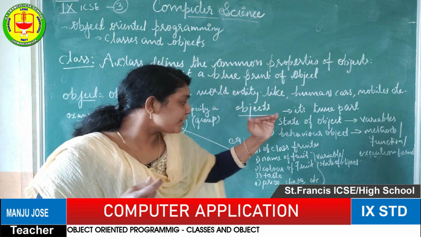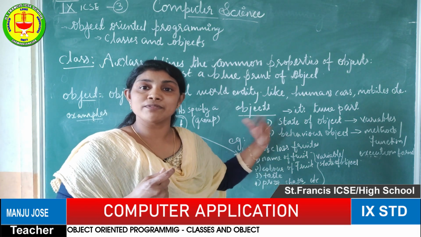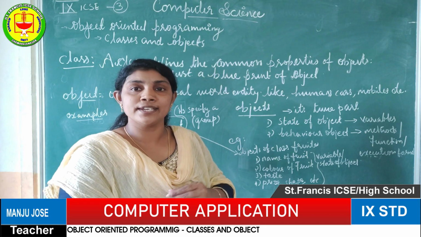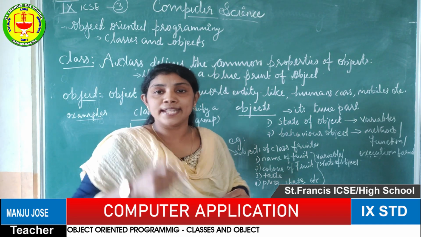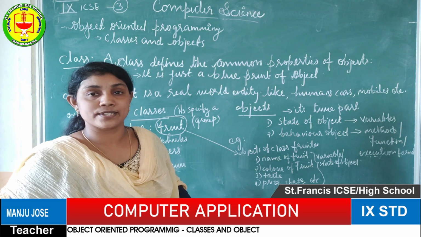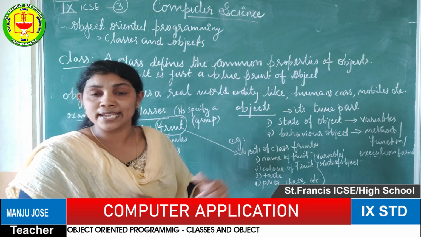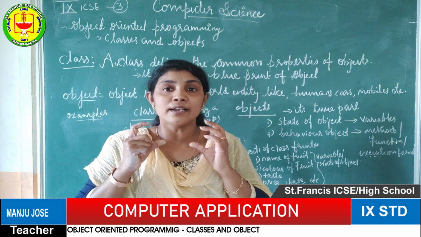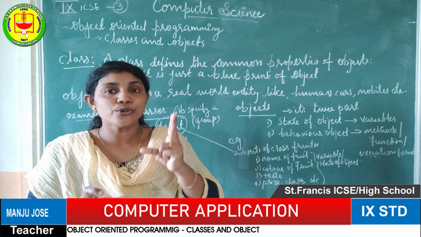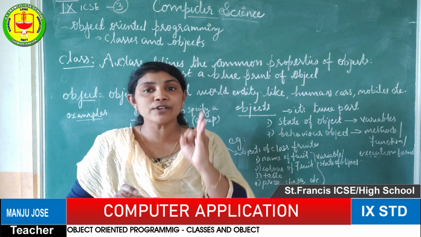That means based on the object, the data types will be changed, isn't it? So based on the data type, we are entering and storing the data in the relevant variables. So this is called an object. So classes and objects, once again I will repeat it. The major concepts of object-oriented programming are two. The first one is class, the second one is object.